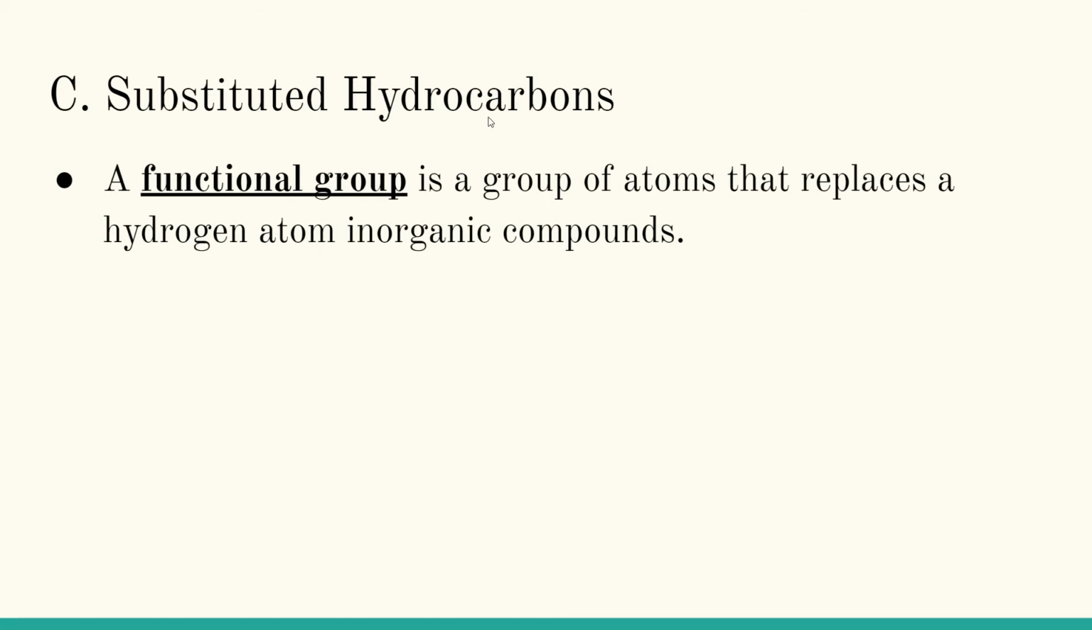So everything we've been talking about is just for straight hydrocarbons, okay? But we can sometimes replace one of those hydrogens with something else. If we did that, we get something called a substituted hydrocarbon. The things that are doing the substitution are called functional groups. They replace a hydrogen atom with inorganic compounds.